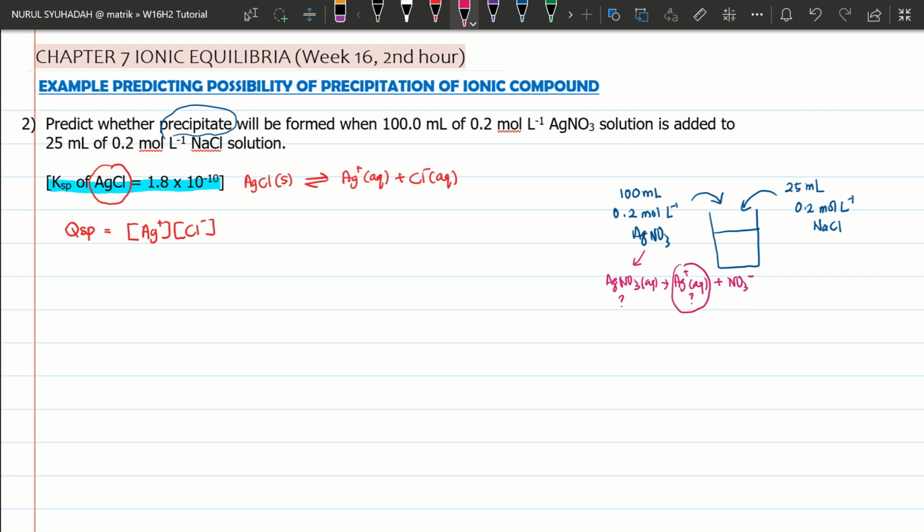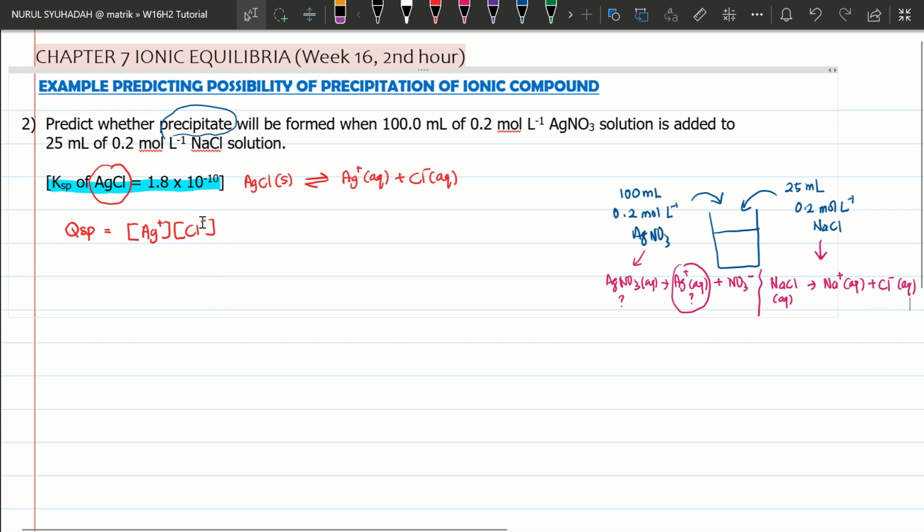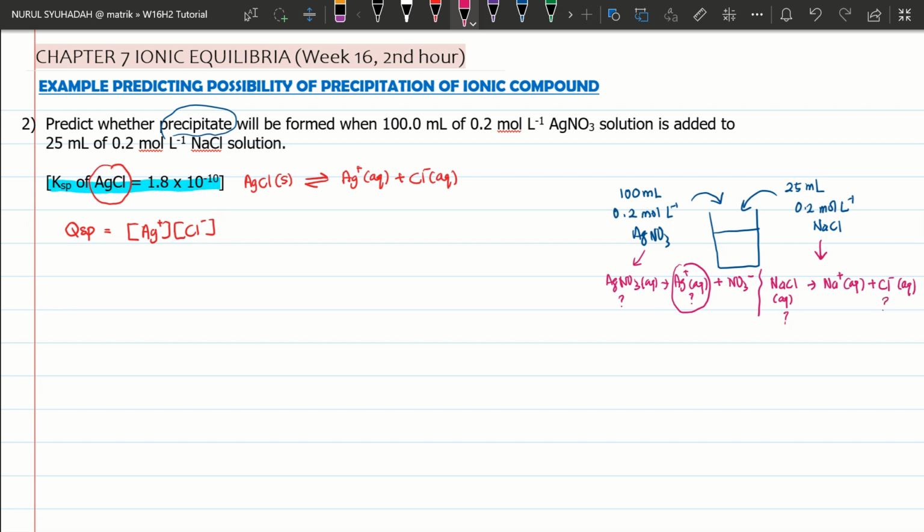Okay, kemudian NaCl pula. Okay, NaCl akan pecah macam mana? So NaCl aqueous akan pecah jadi Na plus aqueous tambah Cl minus. So scribble benda ni dekat tepi supaya awak nampak. Kita nak tadi concentration of Cl minus. Where to find the concentration of Cl minus? Based on concentration of NaCl dekat sini. So whatever concentration of NaCl yang saya ada, dia akan sama dengan Cl minus. Sebab dia completely dissociate. Stoichiometry dia 1 kepada 1.